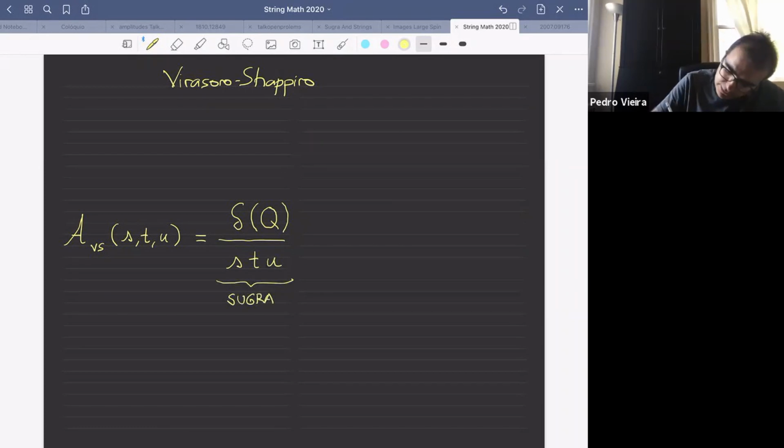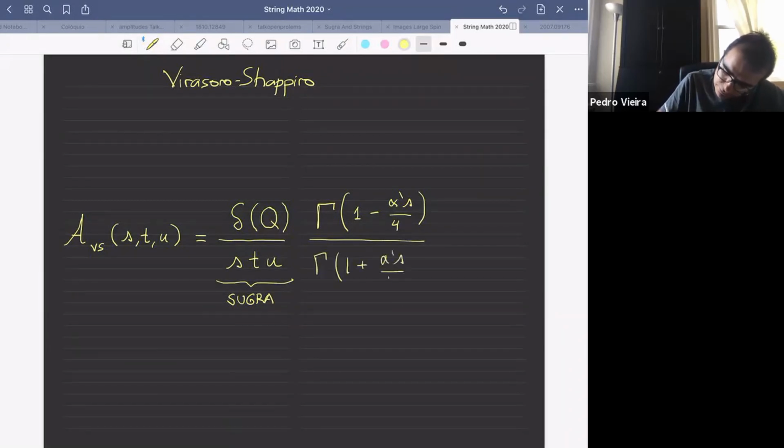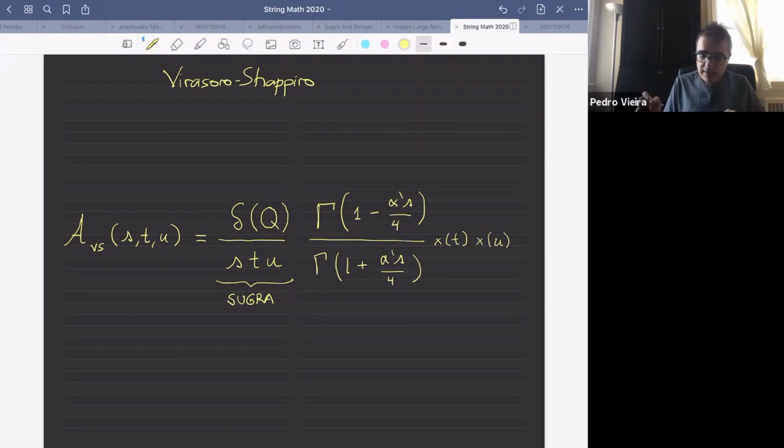And then there are these famous gamma functions. So gamma of 1 minus alpha prime S over 4, and here gamma of 1 plus alpha prime S over 4. And then there is a similar expression, the gamma functions with T, and similar gamma functions with U. Now, what does it correspond to here? What are the two limits we could take here?